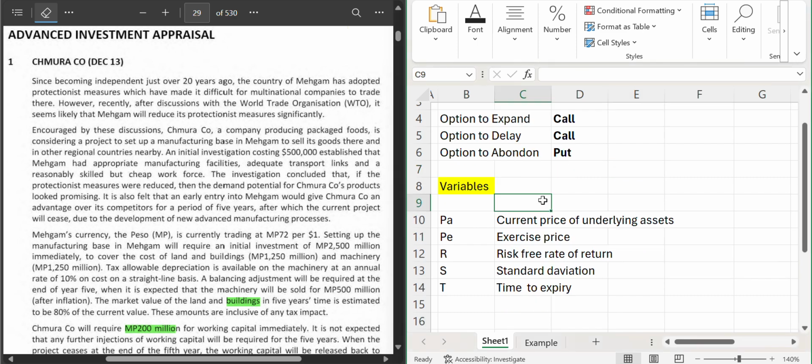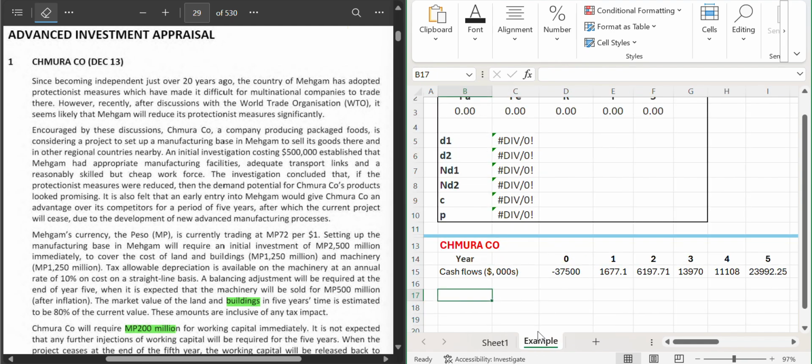So there are a few variables we use in calculating the BSOP model. PA, that shows the current price of underlying assets. PE, which is exercise price, it means if you are expanding or selling the project, then how much you are expecting while selling, or how much it will take to expand the project. And R is risk free rate, that is given. And S, standard deviation. T, time to expiry, like after how many years it is going to expire, or it is going to expand, it is going to sell. So all these things will be given in the questions. The only challenge we face is calculating the PA. So I'll show you how you can calculate this very easily.